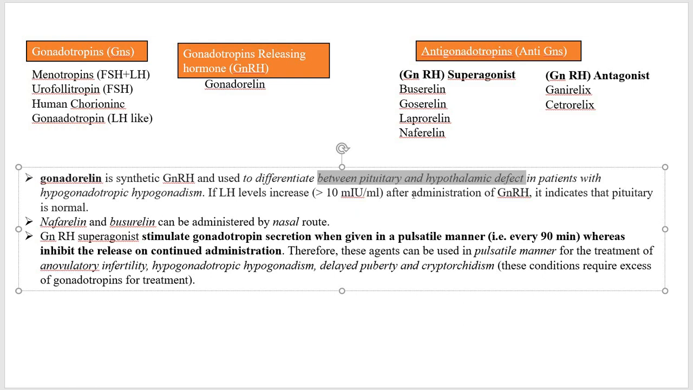Okay, so if the LH level increases greater than 10 milli international units per ml after administration of gonadorelin, then it indicates that the pituitary is normal.